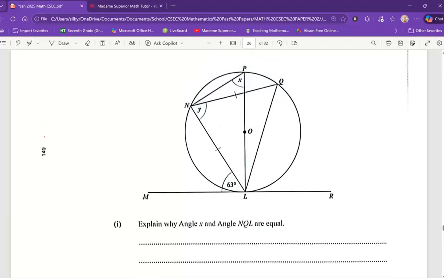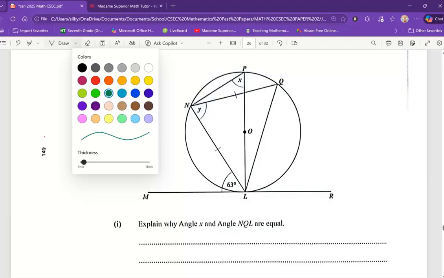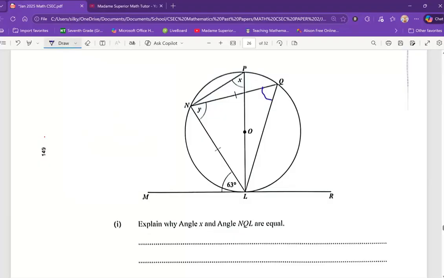So if we look at angle X and angle NQL, which is this angle here, both of these angles lie at the circumference and they also lie in the same segment. What do I mean by segment? Well, this chord LN divides the circle into two parts. It divides the circle into this part here, which is the minor segment, and the rest of it is called the major segment. So both of these angles lie in the same segment. They both lie at the circumference, and they both share that same chord LN.